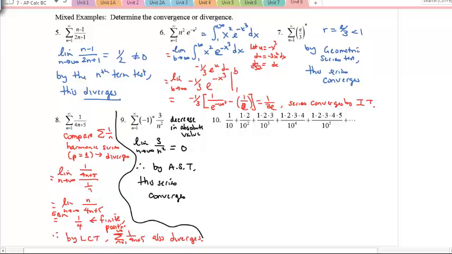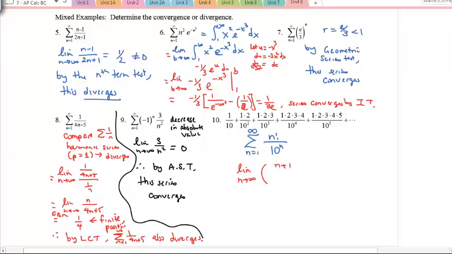And the last one here, whoa. I don't give you the summation notation, but I hope you can see the pattern. If you wrote down the sum of n equals 1 to infinity of n factorial over 10 to the power n, you are correct. And this is a classic example of factorials and exponentials. How about using the ratio test?